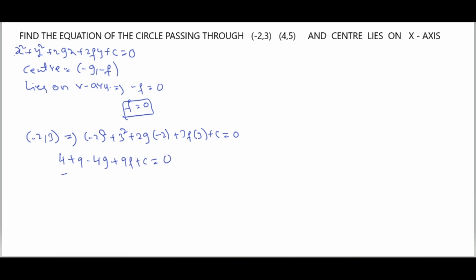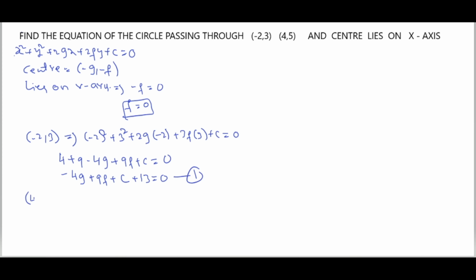And passing through the point (-2, 3), substituting in the general equation, that is (-2) whole square plus 3 square plus 2g into -2 plus 2f into 3 plus c is equal to 0. (-2) square is 4, plus 9, minus 4g plus 6f plus c is equal to 0. That is -4g plus 6f plus c, 9 plus 4 is 13, that is 13 is equal to 0. This is the first equation.